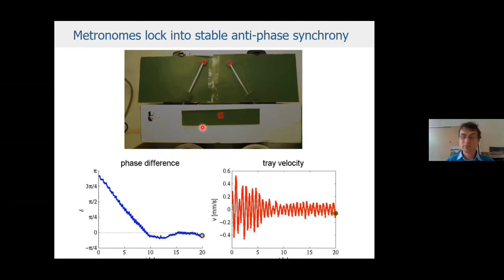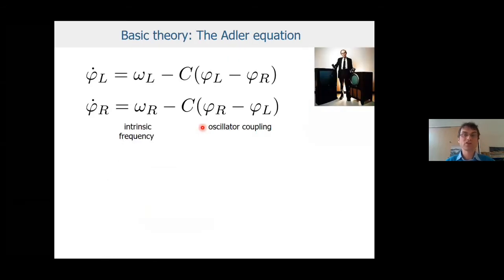So that's a beautiful experiment you can do yourself, and there are also nice YouTube videos on that. And how can we describe that theoretically? So again, we have the left metronome and the right metronome, and we describe each as a phase oscillator. So we have a phase phi L for the left metronome, and its time derivative is given by the intrinsic frequency omega L of the left metronome. And then there could be some general coupling function that depends on the phase difference between the left and the right metronome. And we have an analogous equation for the right metronome.